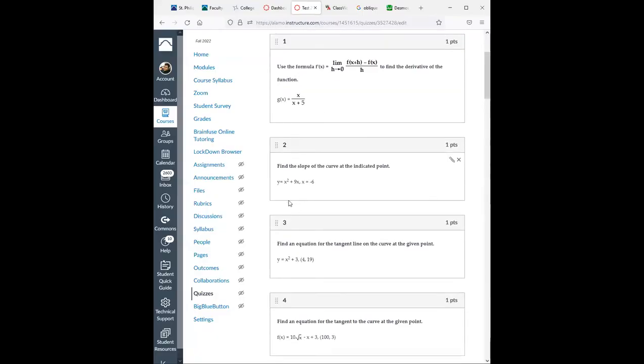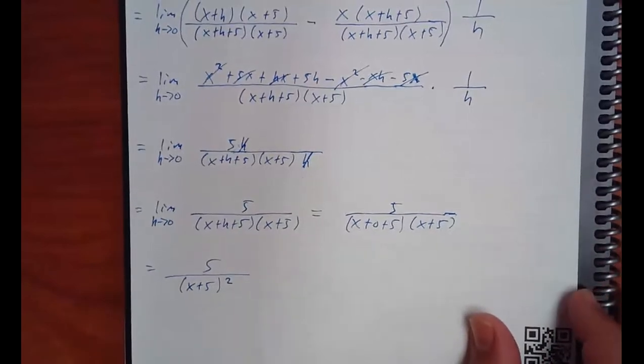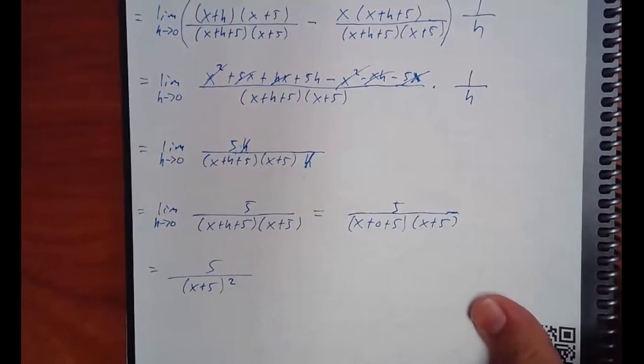Number 2, find the slope of the curve at the indicated point. Let's do number 3 because this is the same type of question but it's asking for more things. So this is harder. Okay. You guys cool on this page? All right, well, let me know. Do you need me to slow down?